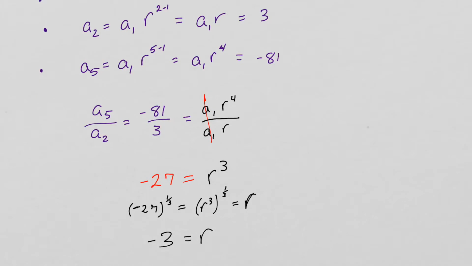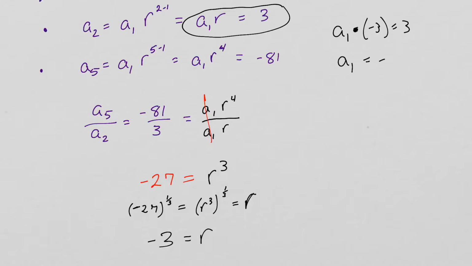And then we're just going to plug this back into probably this equation right here, because that's the easiest one. So we're going to recognize that A1 multiplied by negative 3 is equal to 3. And so A1 must just equal negative 1. Great, we have our explicit formula then. We have A1, we have R, we're good. So I know that AN must therefore be equal to negative 1 multiplied by negative 3 to the n minus 1.